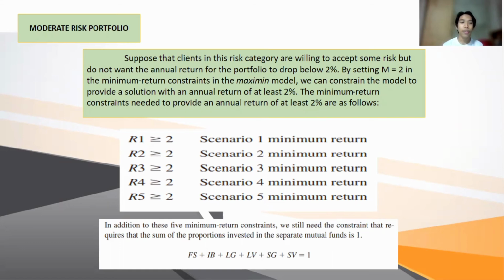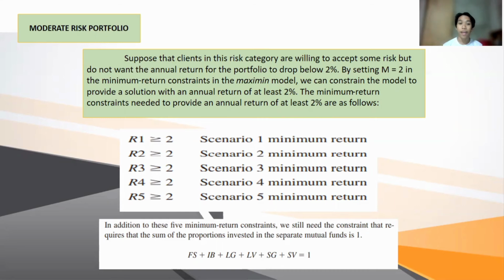Then the minimum return constraints needed to provide an annual return of at least 2% are as follows. R1 is greater than or equal to 2 is the scenario 1 minimum return. R2 is greater than or equal to 2 is the scenario 2 minimum return. Then R3 is greater than or equal to 2, the scenario 3 minimum return. Then R4 is greater than or equal to 2 is the scenario 4 minimum return. Then R5 is greater than or equal to 2 is the scenario 5 minimum return.